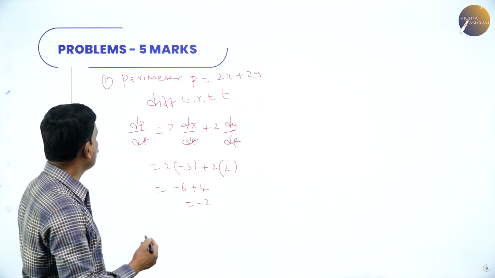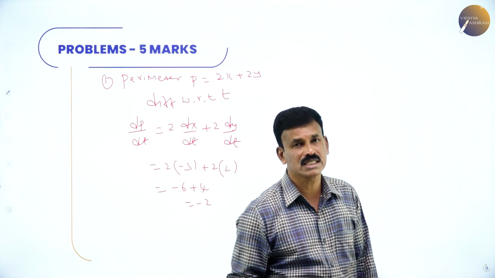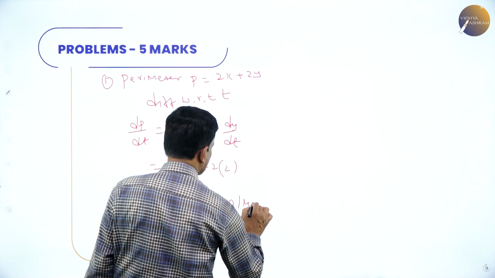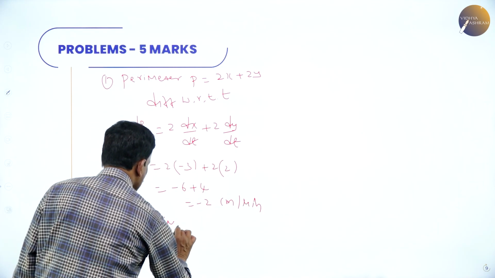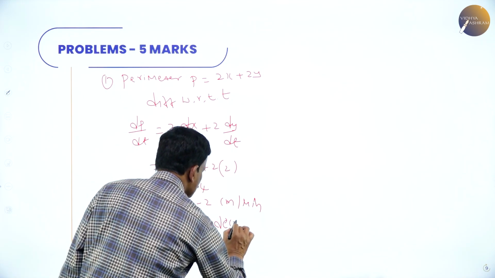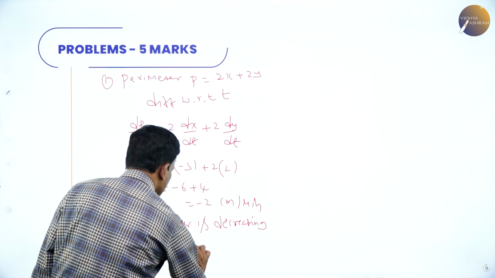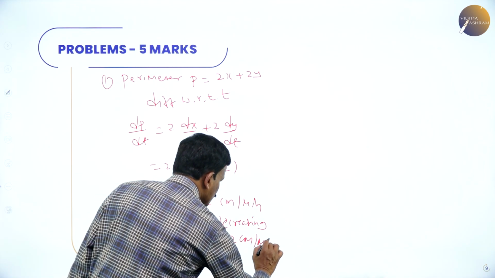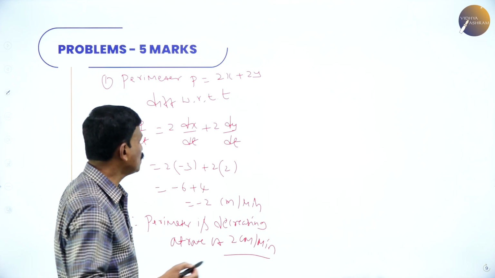Right. So the perimeter, that is decreasing. Negative sign indicates it is decreasing. So this is minus 2 centimeters per minute. That means the perimeter is decreasing at the rate of 2 centimeters per minute.